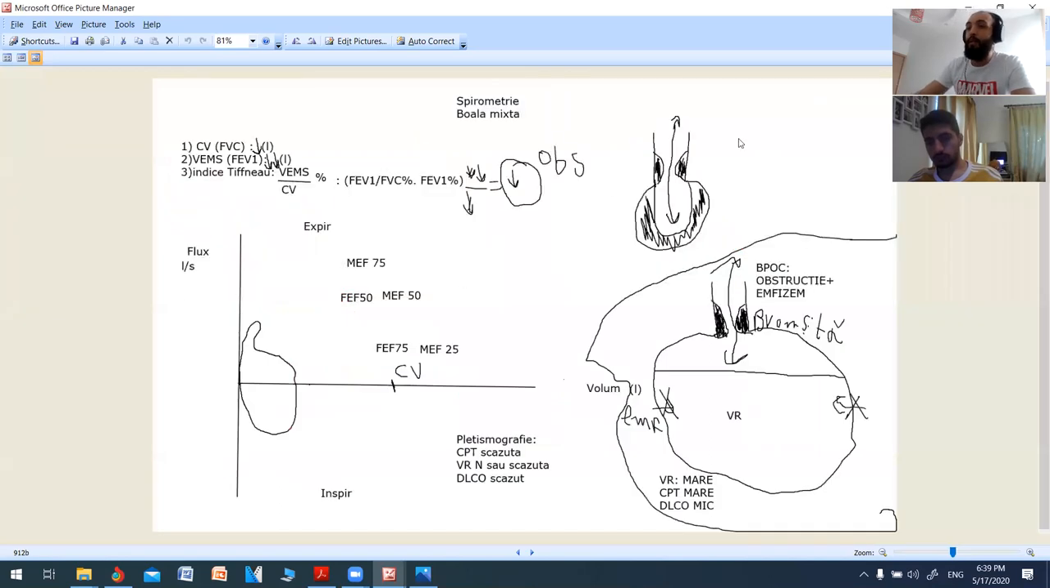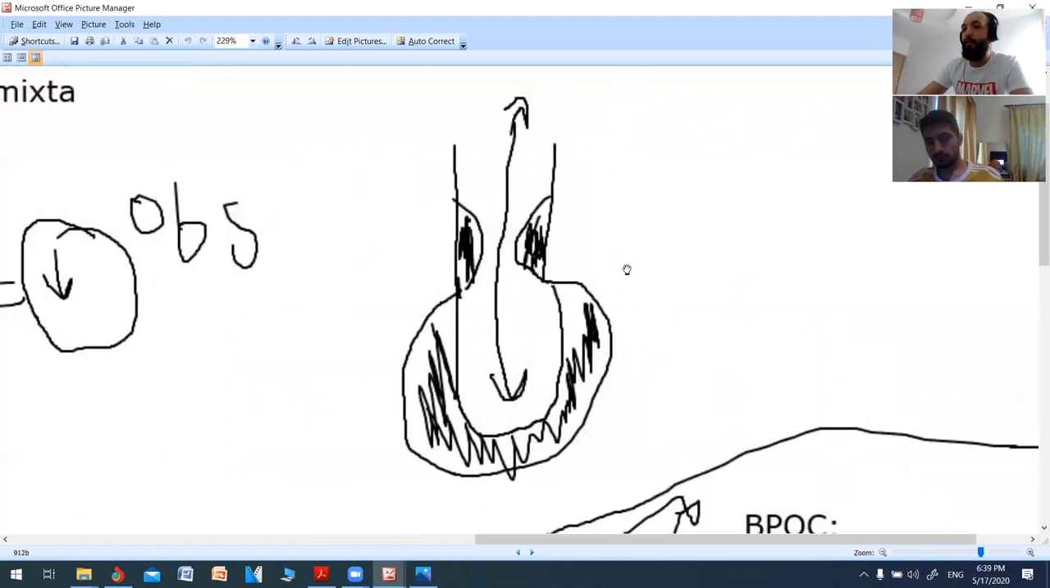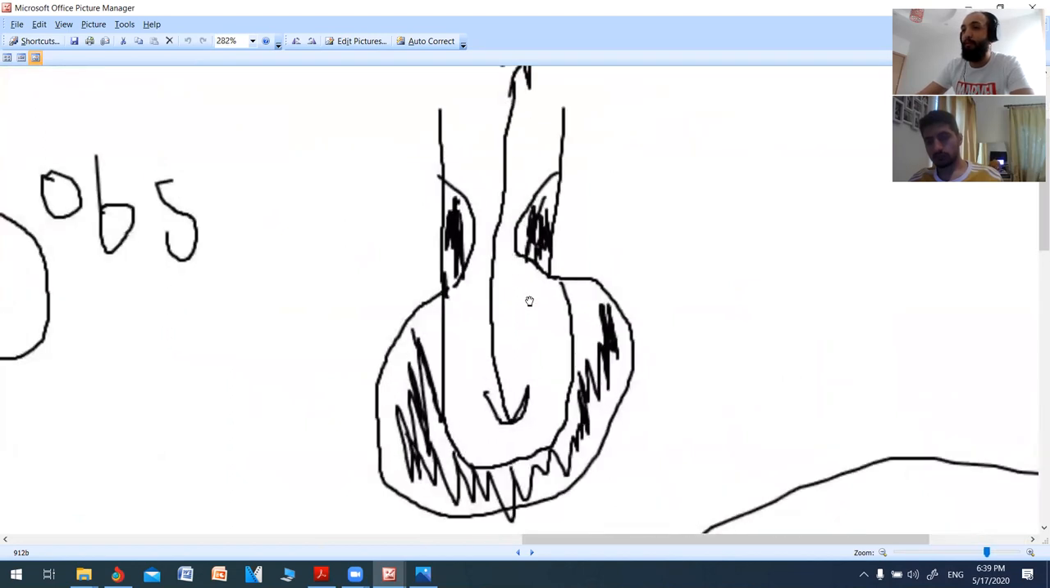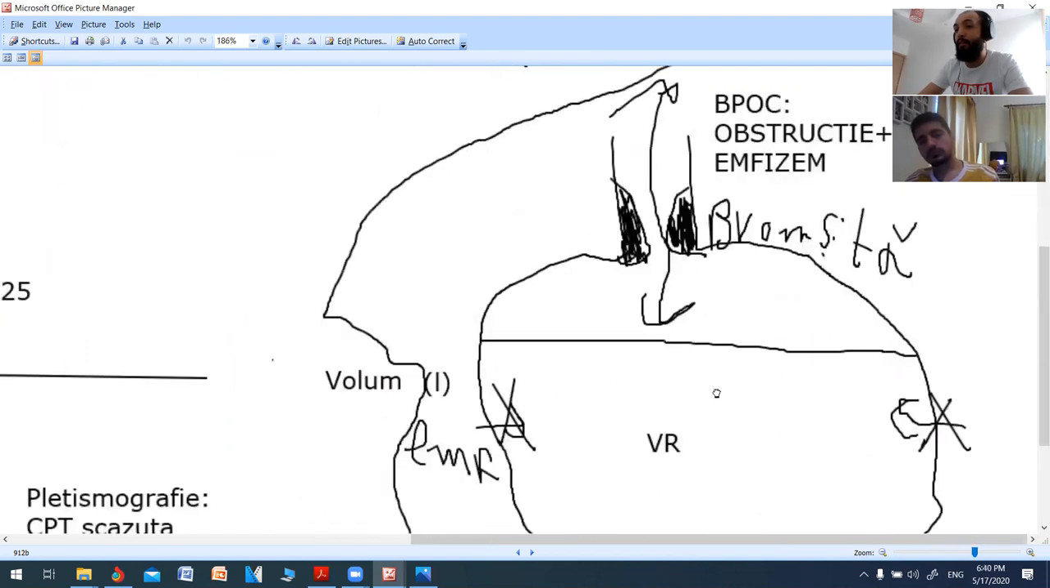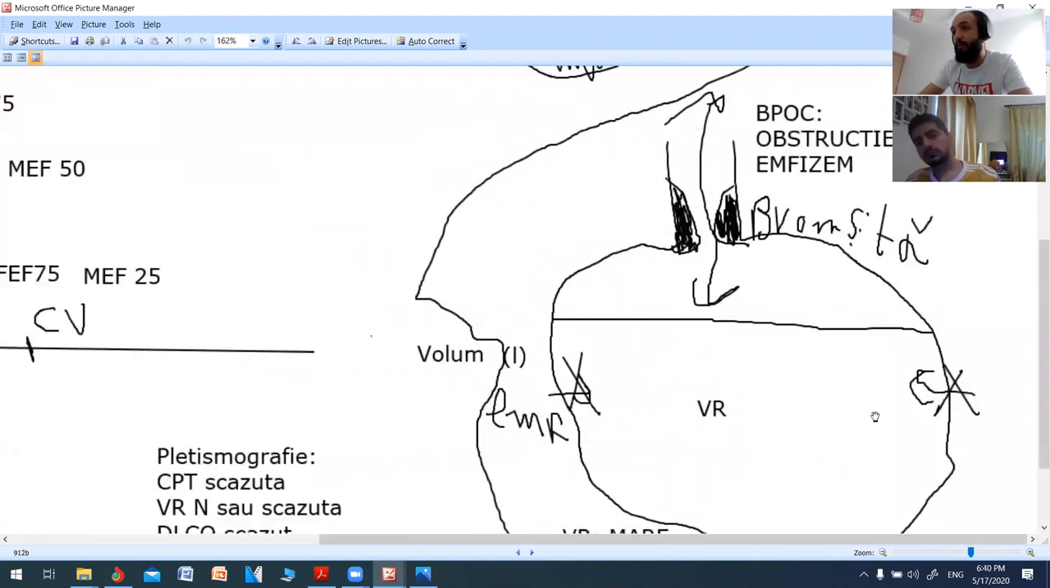Okay, what if a patient, look, what does this patient have? He has obstruction and restriction. Fine. Okay, what does this patient have? Obstruction. Obstruction and emphysema. So this is COPD. A severe COPD, right? But this is obstruction, not restriction. Is it clear?